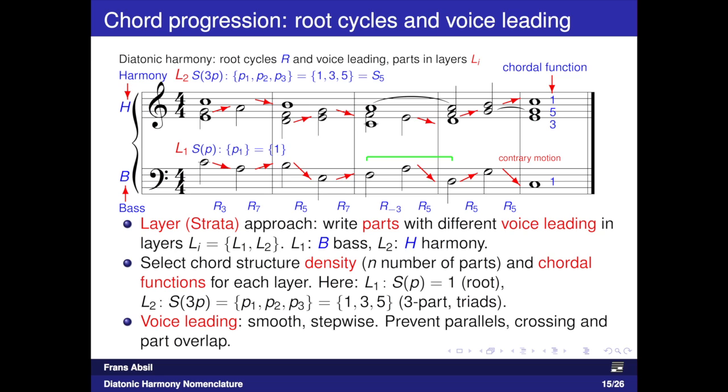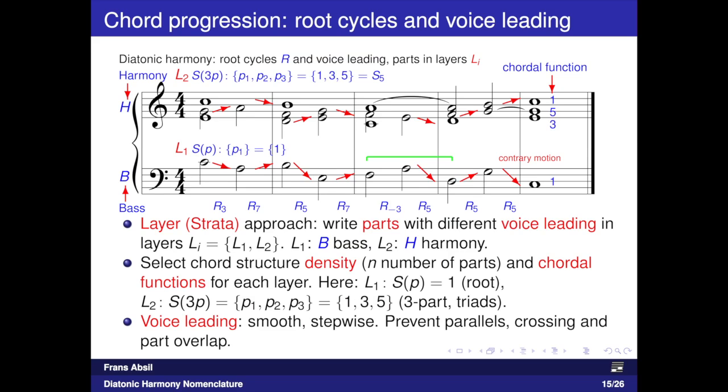The layers may fulfill a specific musical role, such as melody, harmony or bass. And in this example, the lower layer represents the role of the bass, and in the upper layer L2 we find the harmony. I will use the symbols M, H and B for these roles.